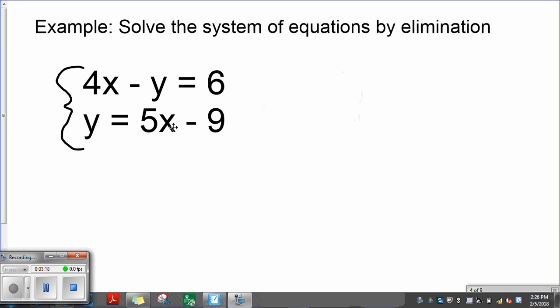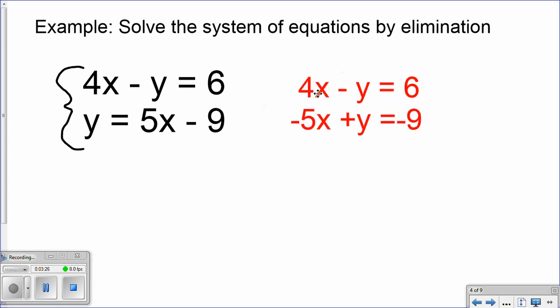So this one, it's got the x on the other side of the equal sign and in front. So I'm just going to subtract 5x from both sides and put it in the front. So now I have 4x minus y equals 6, same as how I started. And now I have negative 5x plus y equals negative 9. So the numbers line up, the equal signs line up, the y's and the x's all line up.